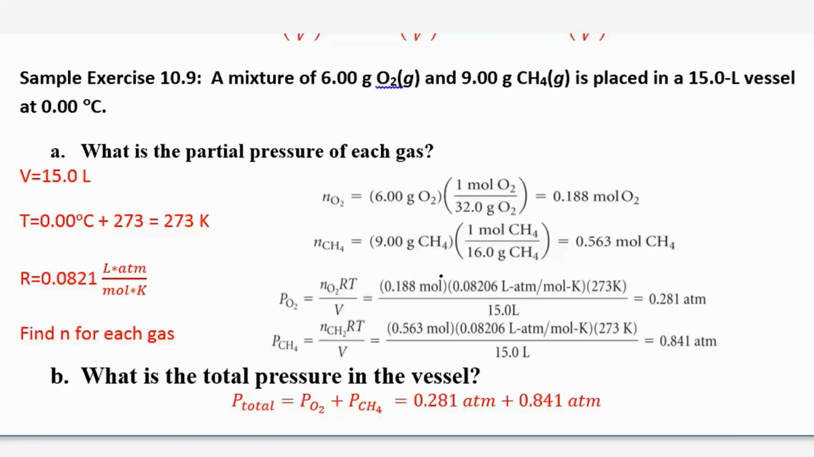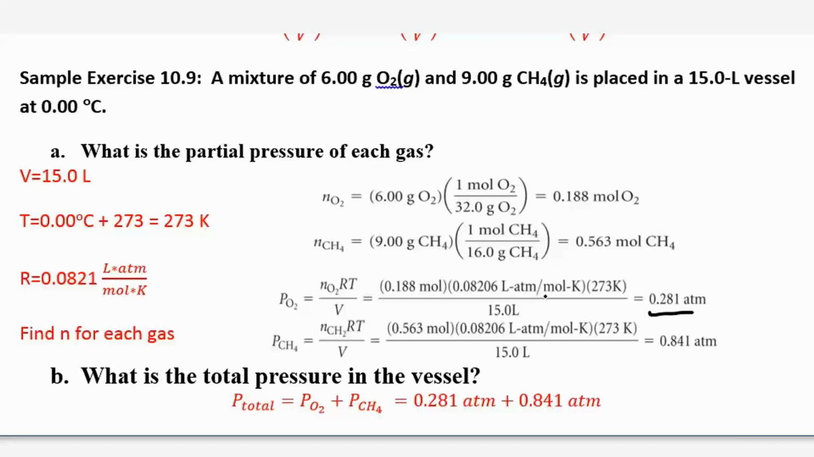So now I'm going to plug this into the ideal gas equation. If I'm looking for the partial pressure of oxygen, I want to use the moles of oxygen. If I'm looking for the partial pressure of methane, then I want to use the moles of methane. If I wanted to find the total pressure, I would use the total moles. So I find the partial pressure for each one of these. So just plug all that in and go through this problem.